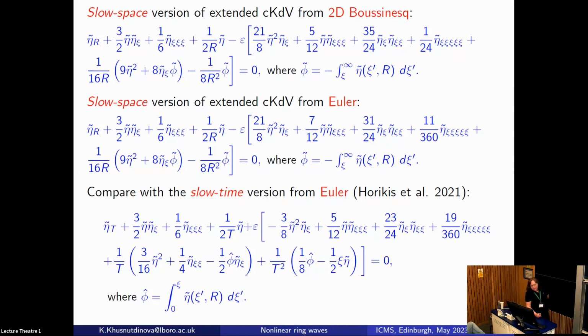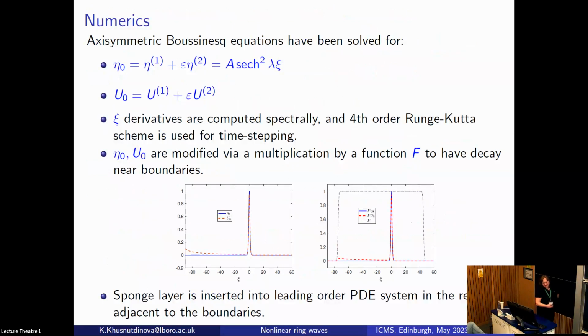So the slow space version is a shorter version of the equation, and we think that's a natural version in the context of experimental studies, when you can put buoys at a certain distance from some origin source, and it's not very practical to think that we can know the state of the system at some moment of time. In the numerics, the axisymmetric Boussinesq equations have been solved for soliton type initial conditions, sech squared lambda psi. It turned out to be very important to use the epsilon correction in the velocity.